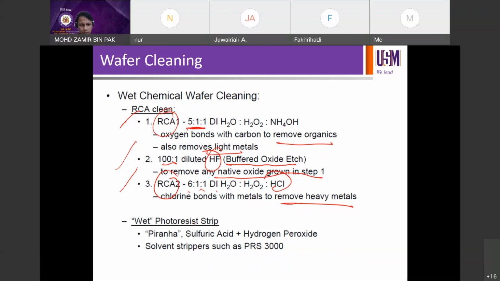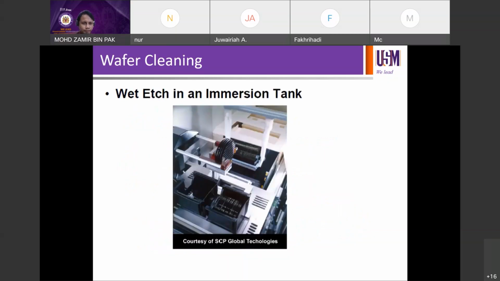So wet photoresist strip is also available. You can use this by etching. It's called piranha etch. Kalau dalam fab itu panggil piranha etch. Combining sulfuric acid, H2SO4, plus hydrogen peroxide, H2O2. Okay, and then solvent strippers such as PRS 3000. So we call that process piranha etch. So it's a wet resist strip process.